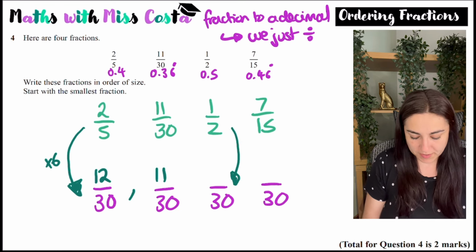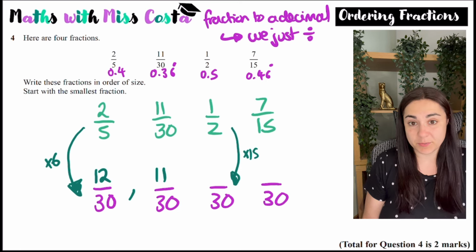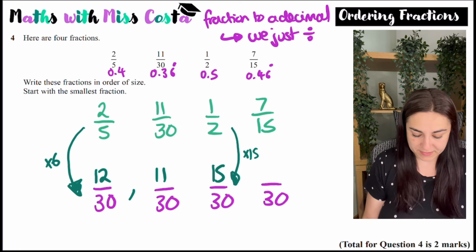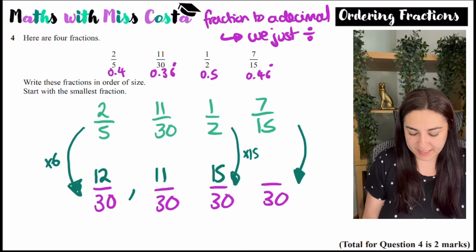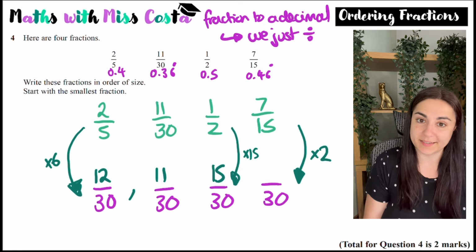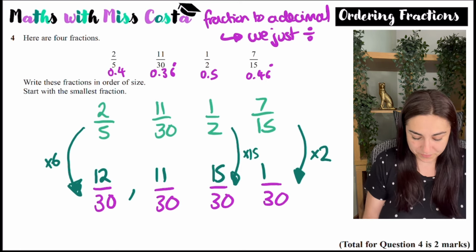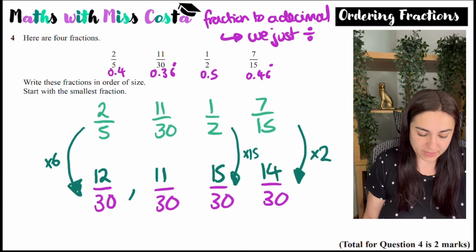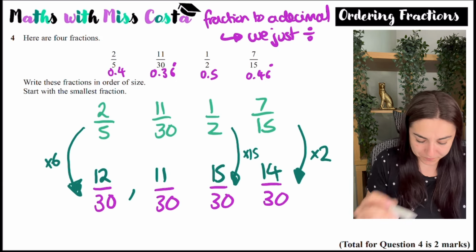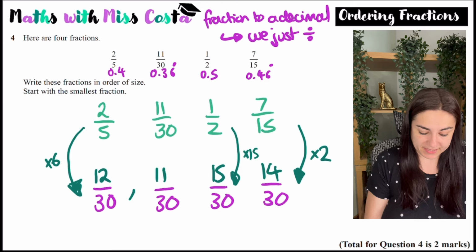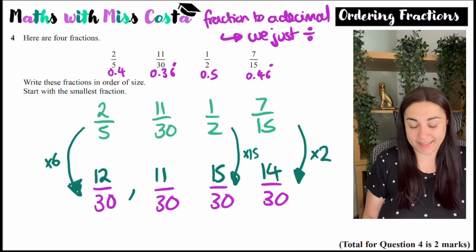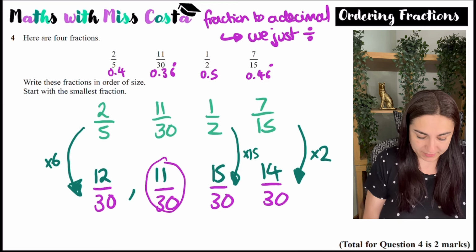And then what have I multiplied 2 by to get to 30? I've multiplied by 15. So I'm going to need to multiply 1 by 15 too, which is 15 over 30. And then similarly, what have I multiplied 15 by to get to 30? I've times by 2. So I'm going to need to multiply 7 by 2 as well, which is 14. So this makes it a little bit easier because I can see what has the smallest value.